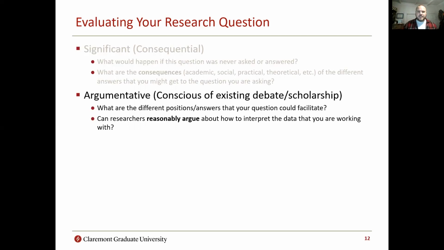In terms of the argument, this is where you really start to interrogate what is the existing debate and scholarship around your topic and the questions you're asking about. So what are the different positions and answers that could be facilitated by your question, right? Does your question have enough room for debate? And can researchers reasonably argue about how to interpret the data that you're working with? So what are the ways that researchers will be able to debate over the answer to your question?